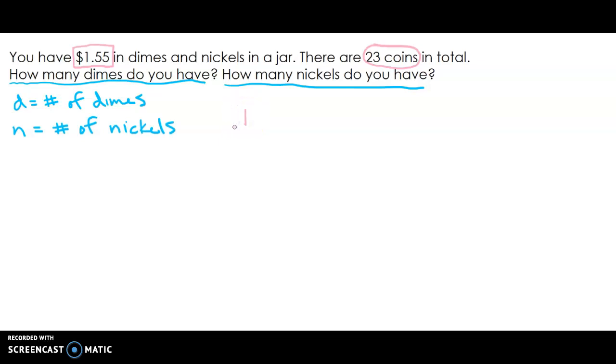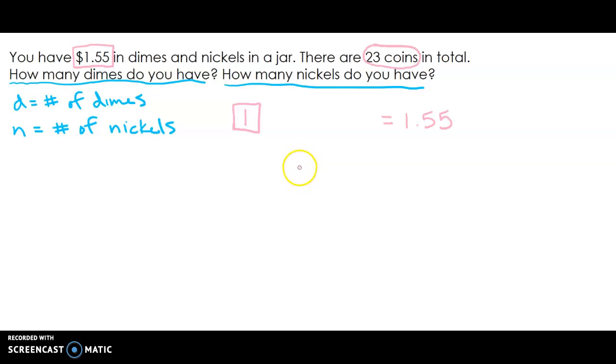Our first equation, again, I'll put a box around it so that I know that I'm looking for all information in my problem that I put a box around. That tells me that that information is relating my variables in terms of value. And that $1.55 in our problem is our total value of all of our coins. And so I'm going to set that on the right side of our equal sign, on the other side from where our variables are going to be.